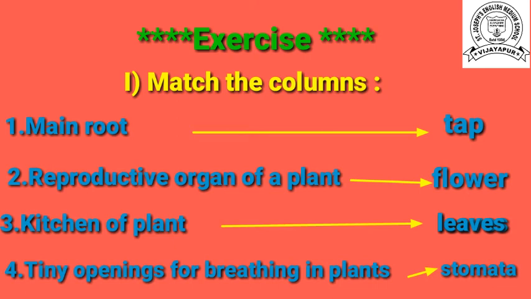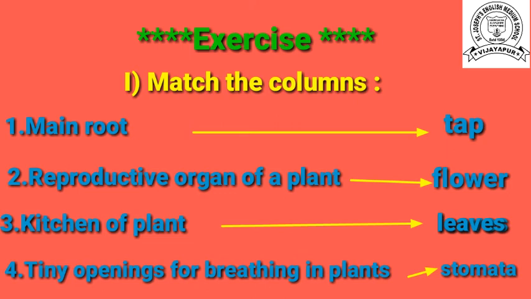Now, kitchen of plant means who can prepare the food? Leaves. So it matches with leaves. Now the fourth one, tiny openings for breathing in plants. Through which part can the plant breathe? Through stomata. So the tiny openings for breathing in plants match with stomata.